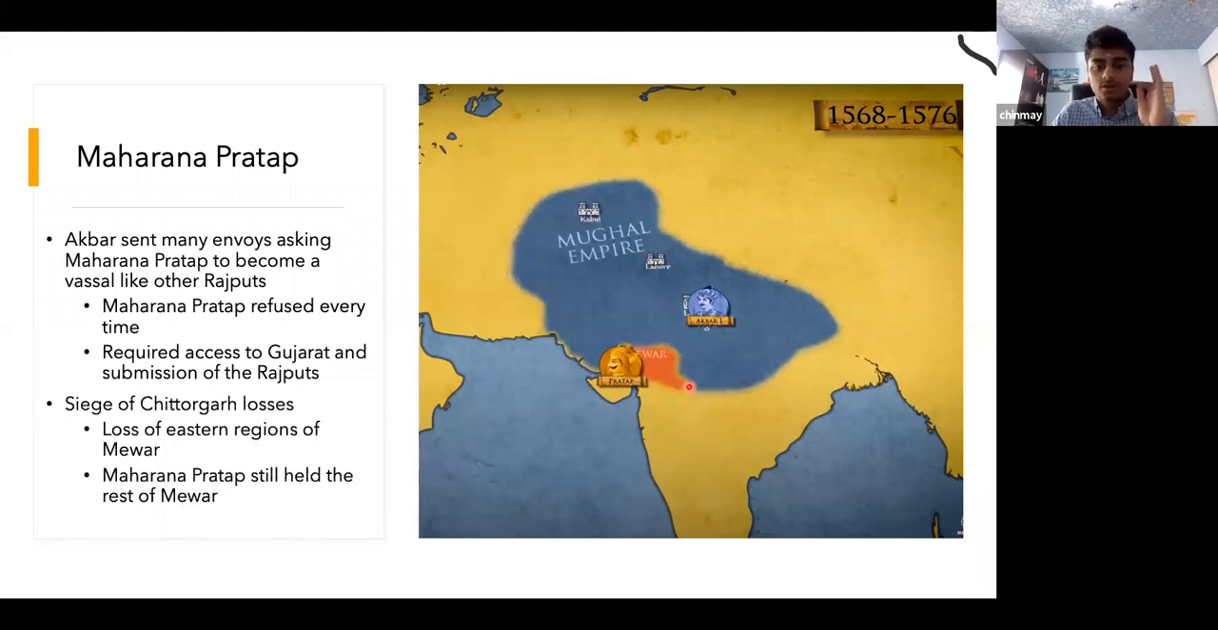So if we go into the kingdom that Maharana Pratap inherited from Uday Singh, there's a loss of the eastern territories of Mewar, which is a very fertile, very important territory that produced a lot of crops, a lot of certain things for Mewar to function. So it was a huge loss. But Maharana Pratap still held a good amount of Mewar. They only lost Chittor and the eastern territories.